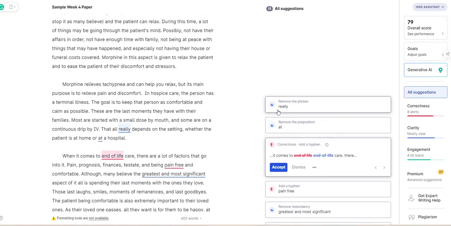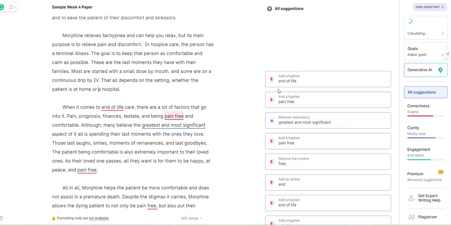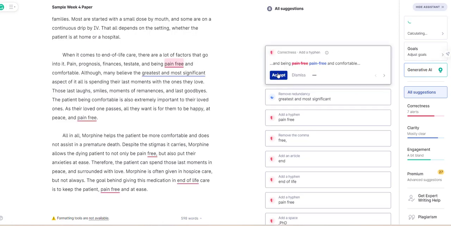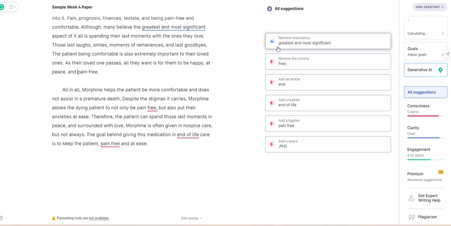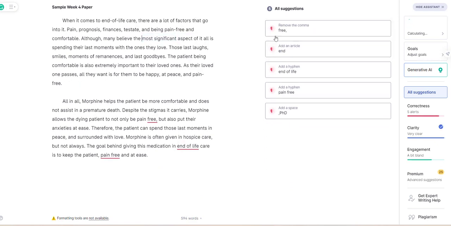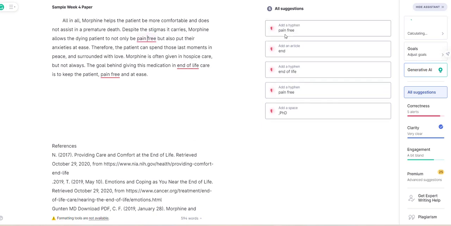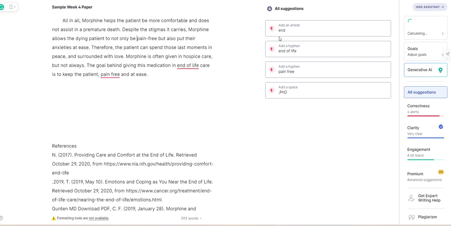So this is pretty much brainless. You don't even have to look at the paper if you don't want to, and you just press accept as it corrects all the mistakes in the paper. And basically, the purpose of this video is not to explain why this person made all these mistakes, simply to teach you how to use Grammarly.